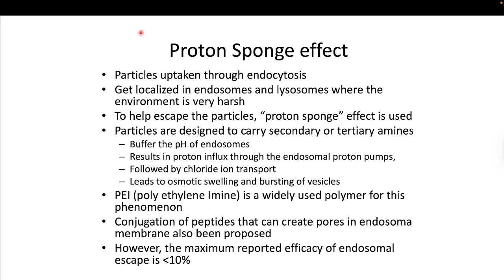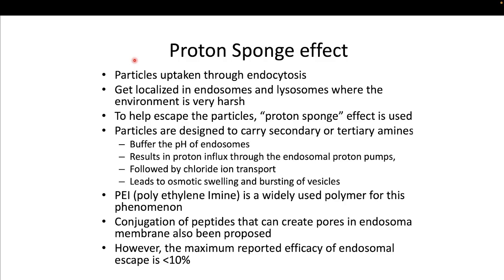What happens is, if you use polymers which have secondary and tertiary amines, these particles are uptaken through endocytosis, right? So the cells are going to uptake these particles and they're going to end up in lysosomes or endosomes where the pH is very low. Since these polymers will have a lot of secondary and tertiary amines, they start sequestering more H plus ions in the endosomes or lysosomes. So there's a lot of H plus ion concentration inside these endosomes and lysosomes.